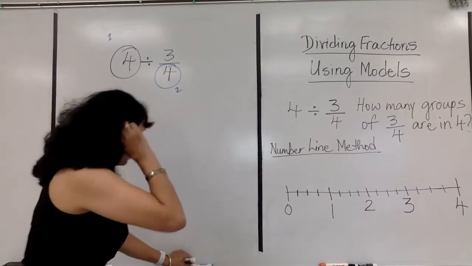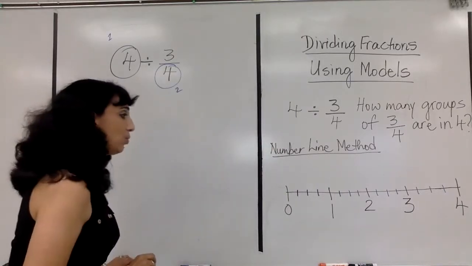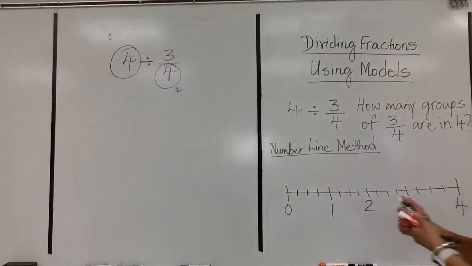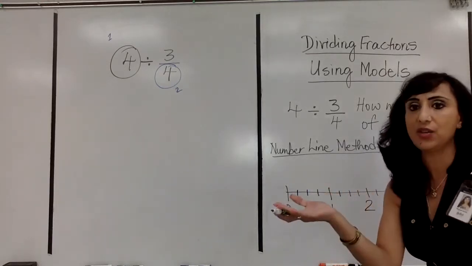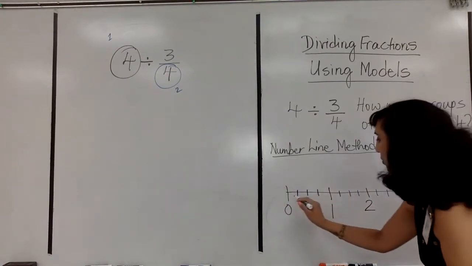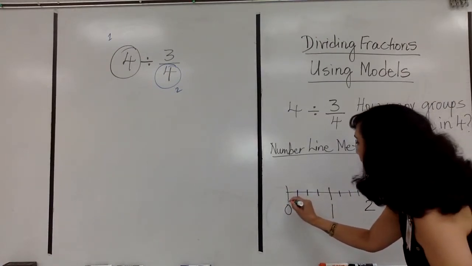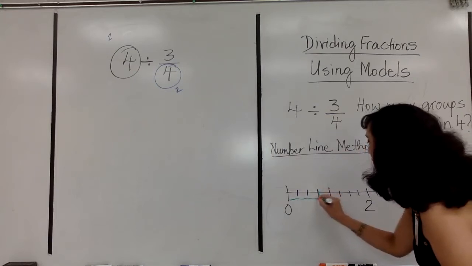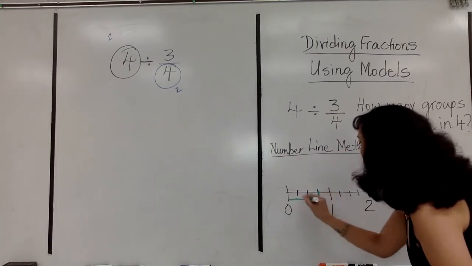Now, next what we are going to do is make groups of 3/4. I'm going to use different colors so you can see what I'm doing. I'm going to start at the 0 here. Here's my first group: 1/4, 2/4, 3/4. So here is my first group.